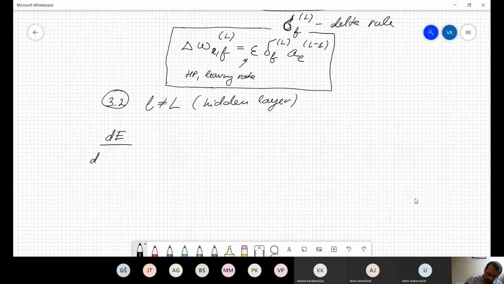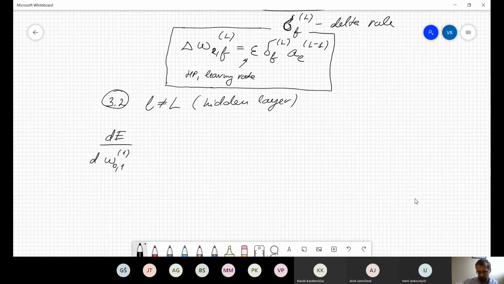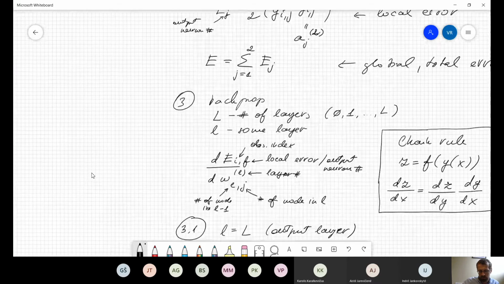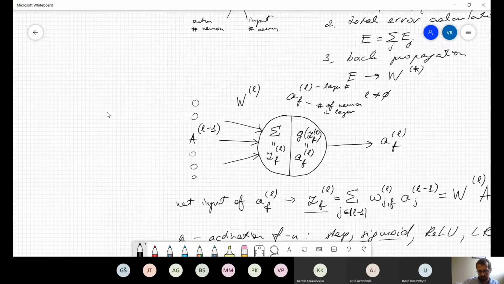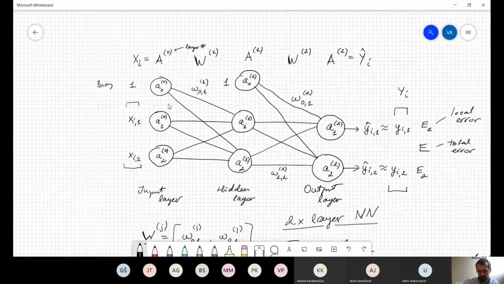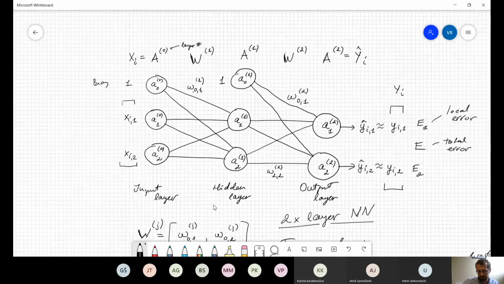Now the derivative with respect to the weight, for instance, 0 and 1, on the first layer. So what we do now, we will look at the weight which is connected from the input layer to the hidden layer in our toy network, right? So we will be looking into this guy.